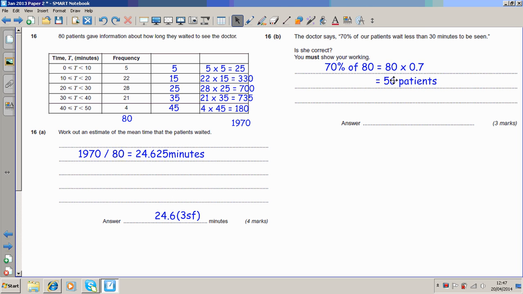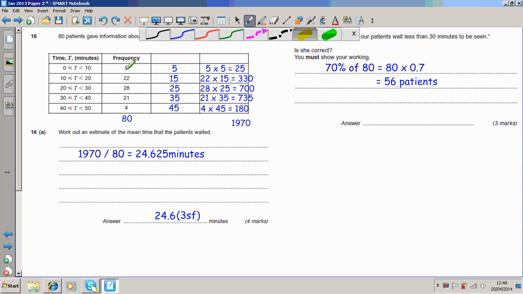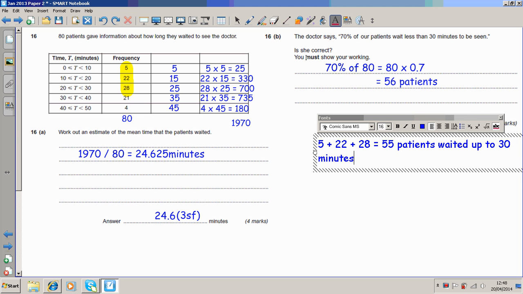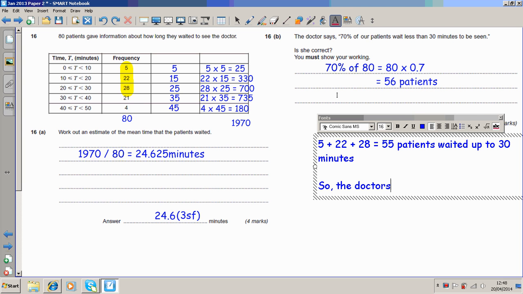Okay, so 56 patients, that's saying 56 patients waited less than 30 minutes to be seen. So now looking at our frequency column, these numbers here, well, less than 30 minutes is up to that point there. So that'll be 5 add 22 add 28 equals 55 patients waited up to 30 minutes. So the doctor's claim is correct.